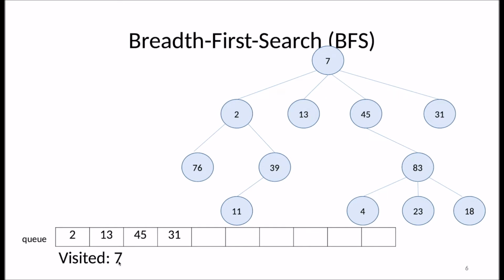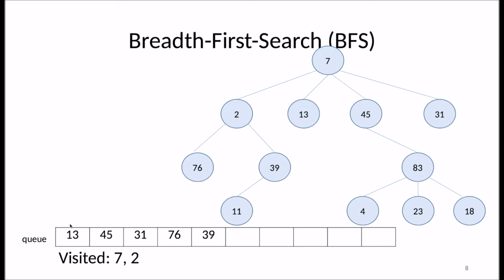So I take 7 out and enqueue 2, 13, 45, and 31. 2, 13, 45, and 31 are the child nodes of 7. Then the queue is not empty, I dequeue 2. And at the same step, I enqueue 76 and 39, which are the child nodes of 2.